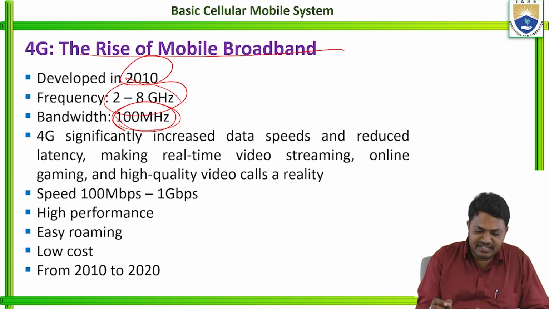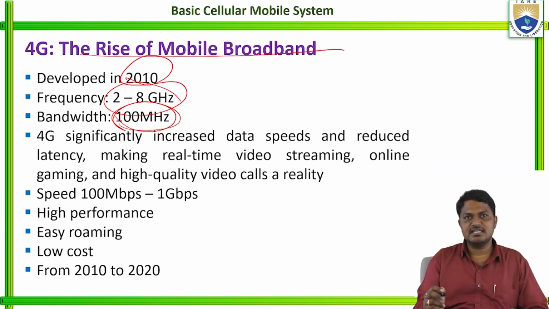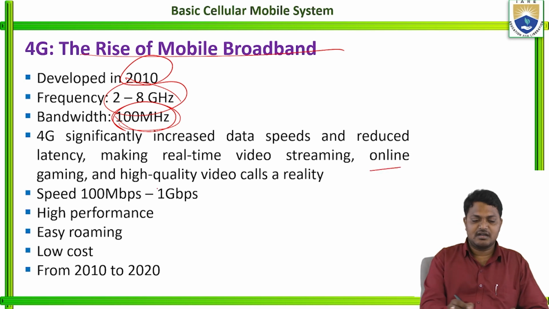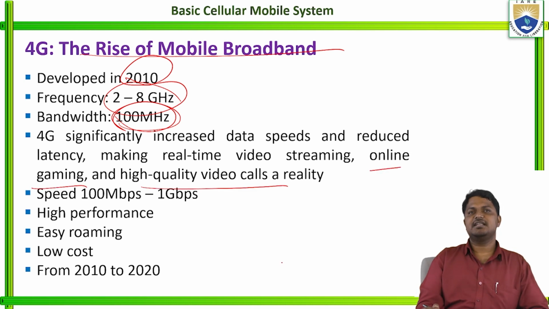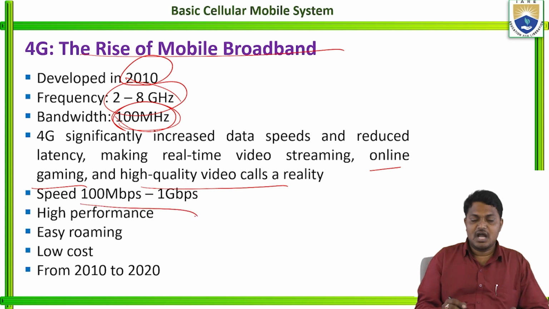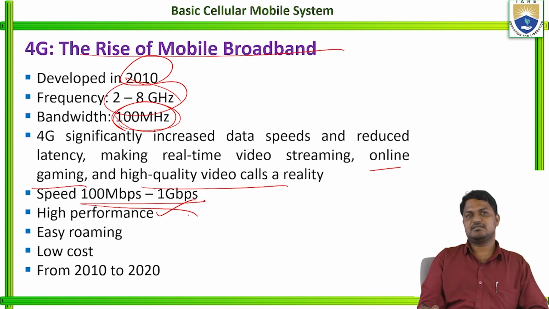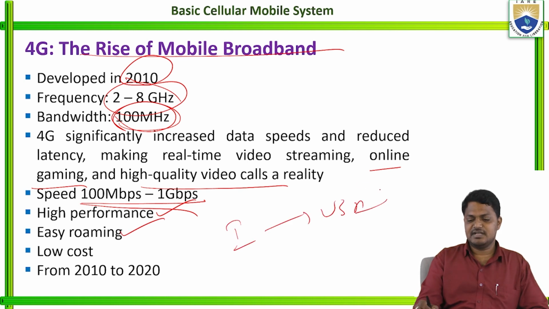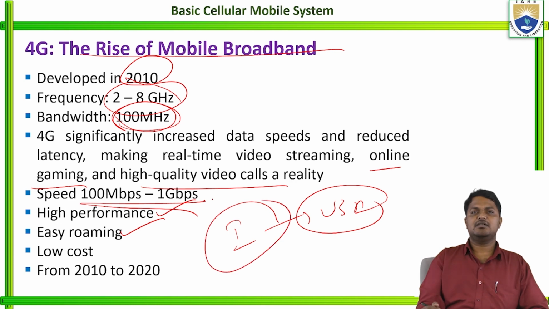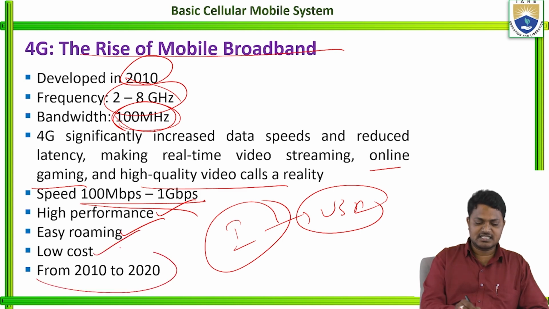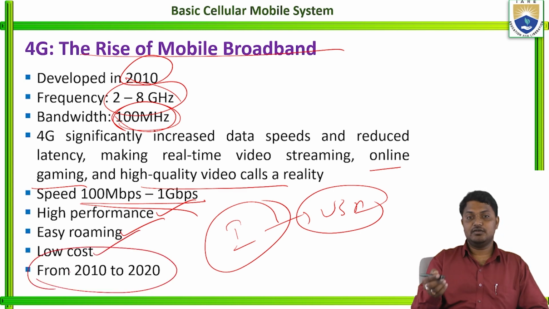4G significantly increased data speeds and reduced latency, making real-time video streaming, online gaming and high-quality video calls a reality. The speed introduced in 4G communication is 100 Mbps to 1 Gbps, and when the speed increases, the performance automatically increases. There is also easy roaming: if you are going from India to the USA, we can use the same 4G handset there, at very low cost. 4G communication served from 2010 to 2020, and we used 4G up to 2020.